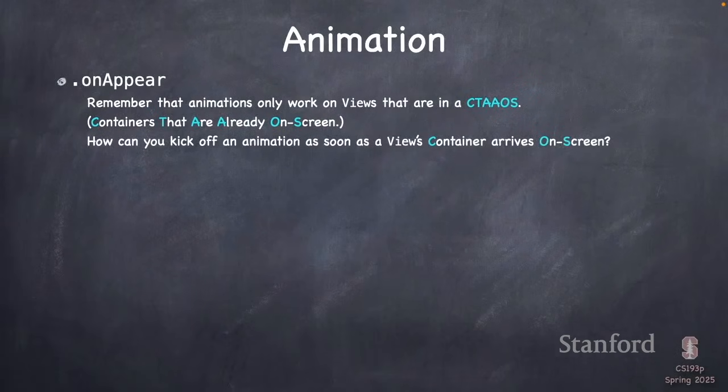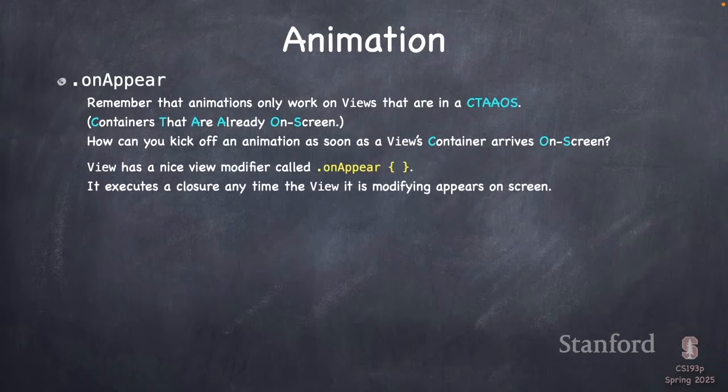All right. onAppear, one of my favorite view modifiers. I talk about it in animation because you can't kick off an animation until you're on screen, right? If you're a container and you've got something going on inside, you've got to be on screen. So onAppear is a way for you to put a view modifier on a view that will be called as soon as that view comes on screen.